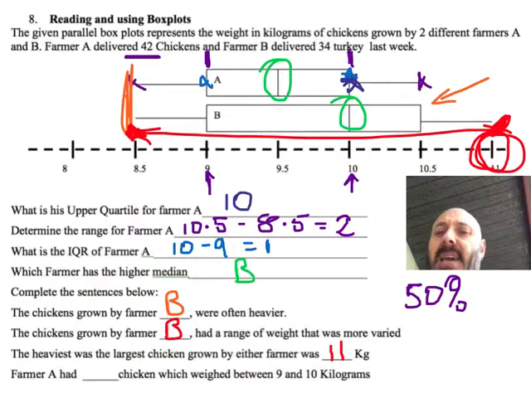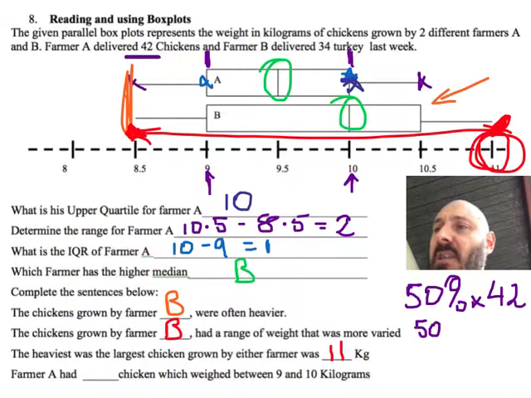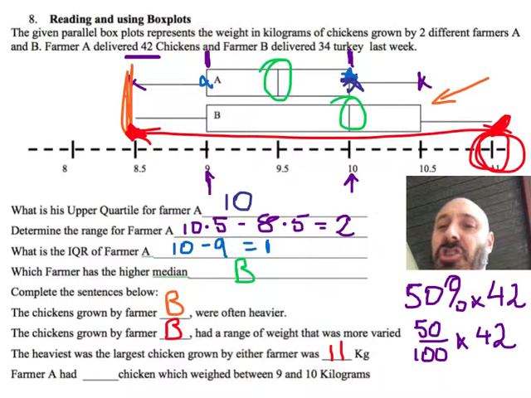Now, the heaviest was the largest chicken grown for either farmer was what? Oh, and you know what? I was just out there. I'm not even going to change my pen color. 11 kilos was the fattest, tastiest chicken. And then let's see. Oh man, Farmer A had a chicken, or how many chickens weighed between 9 and 10 kilos?